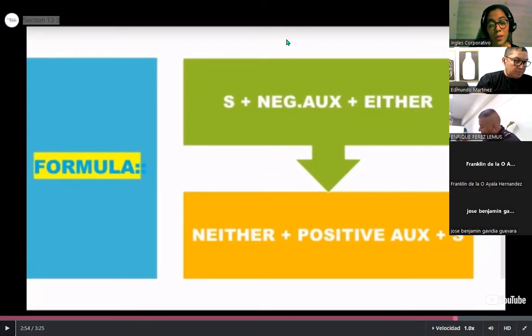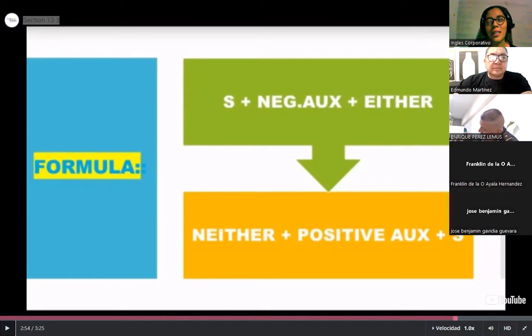Ok, pero como estaba diciendo, always, you are going to use subject plus negative auxiliary plus either. Always. Aquí está, clarita la regla. O sea, esa regla yo no la inventé, ¿verdad? Ya estaba. Ok, y está estipulado así. Ok, entonces ahora usted ya sabe, with subject, negative auxiliary plus either. Sorry. Y neither plus positive auxiliary plus subject. O sea, no hay donde perderse, ¿verdad?